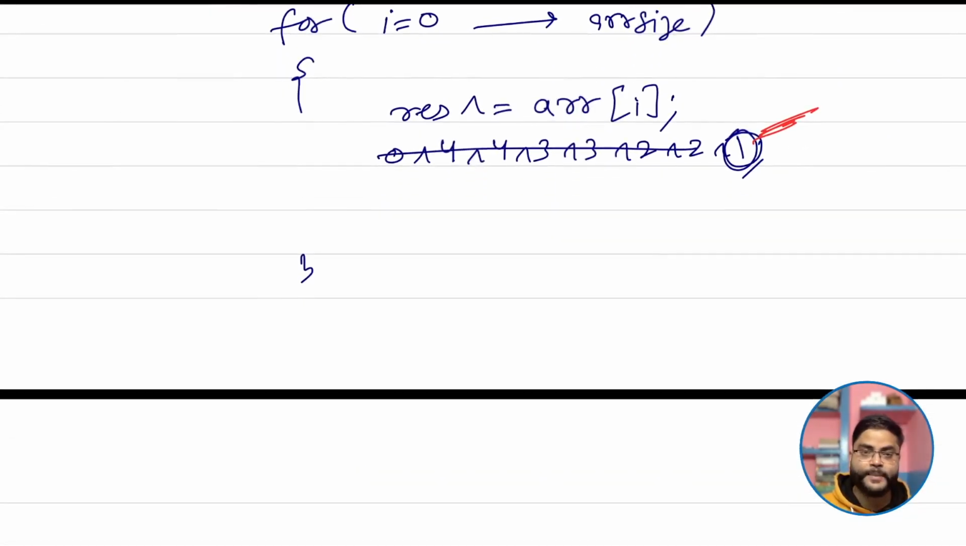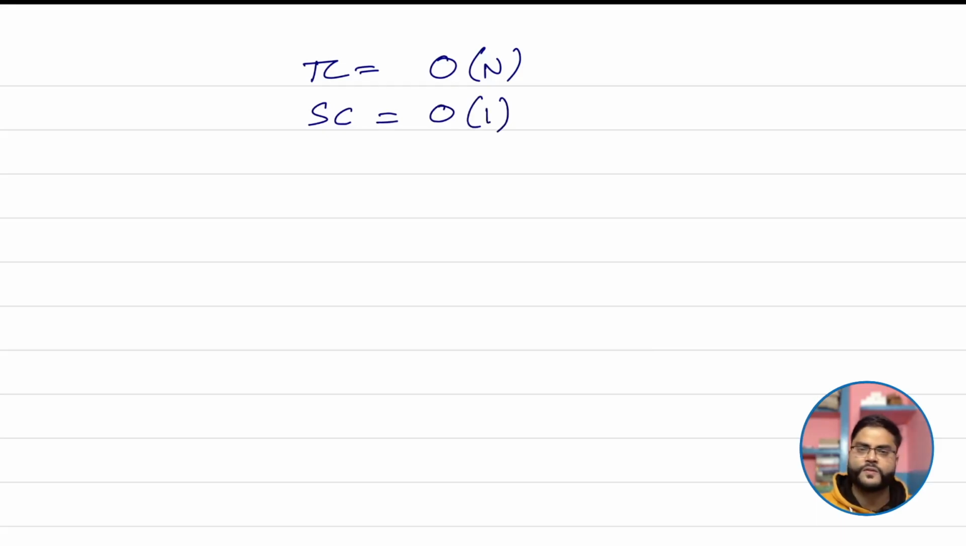Now, what will be the time and space complexity? The time complexity of this approach will be, we are traversing the array once, so it will be order of n only. And we are taking one variable, result, which is constant, right? So the space complexity will be order of 1 only.